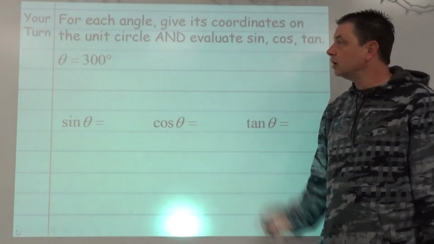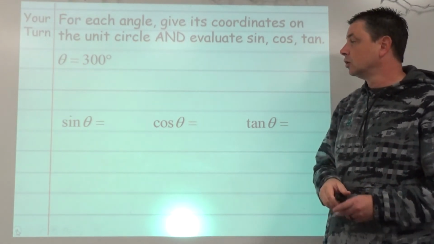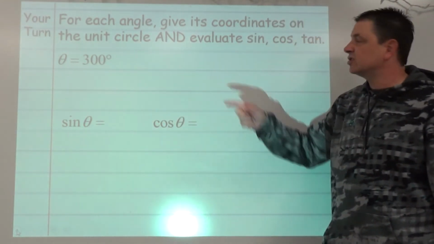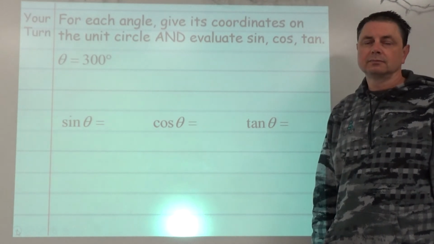It's now your turn. Theta is now 300 degrees. Find the coordinates on the unit circle, then find the sine of 300 degrees, the cosine of 300 degrees, the tangent of 300 degrees. Pause here until you got it.